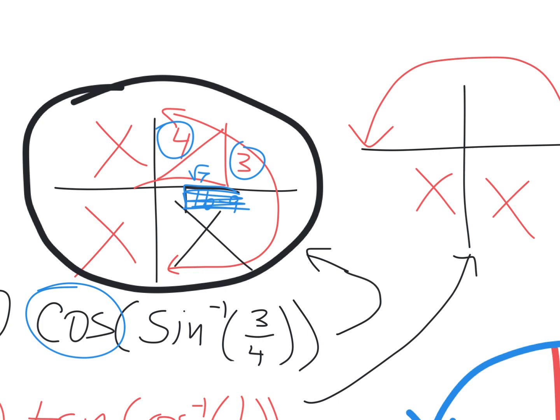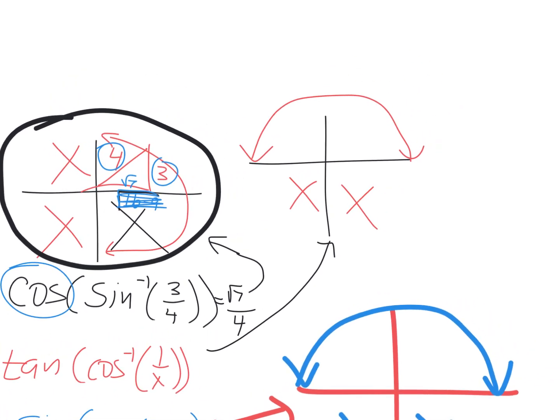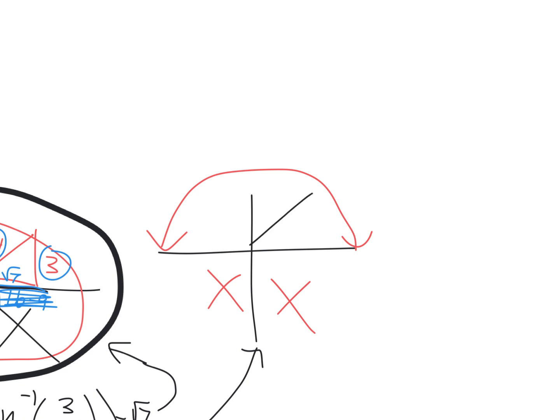So the final answer on this thing, you use that same drawing. Cosine is root 7 over 4. Okay, on to number 2. Inverse cosine of 1 over x. Well, inverse cosine's only allowed in these two quadrants. And the 1 over x thing, since it's positive, it must be here.